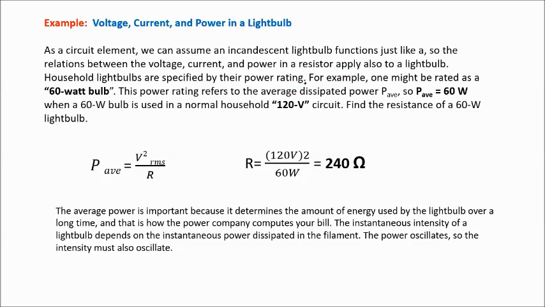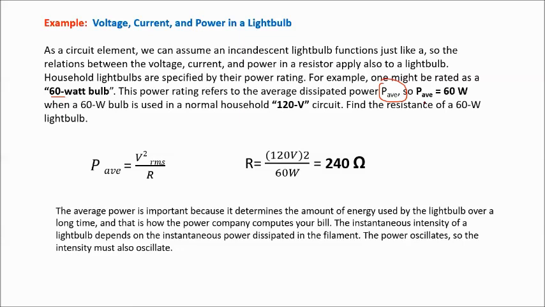So kung kayo ay bibili ng bulb, tatanungin kayo ng nasa store, ano ang power rating? So kayo ang mag-decide kung ano ang power rating. So for example, one might be rated as 60 watt bulb. So this power rating refers to the average dissipated power P. So P average therefore is 60 watts.